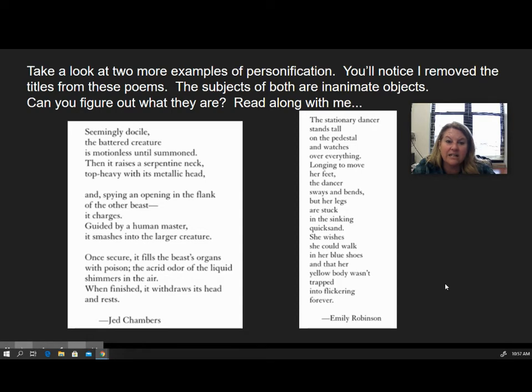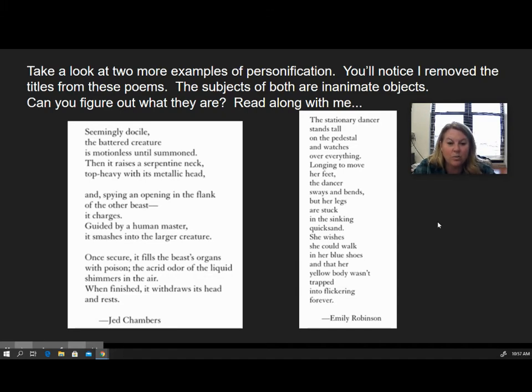The stationary dancer, I'm going to jump over to this next poem. Sorry, I was getting in a hurry. The stationary dancer stands tall on the pedestal and watches over everything. Longing to move her feet, the dancer sways and bends, but her legs are stuck in the sinking quicksand.